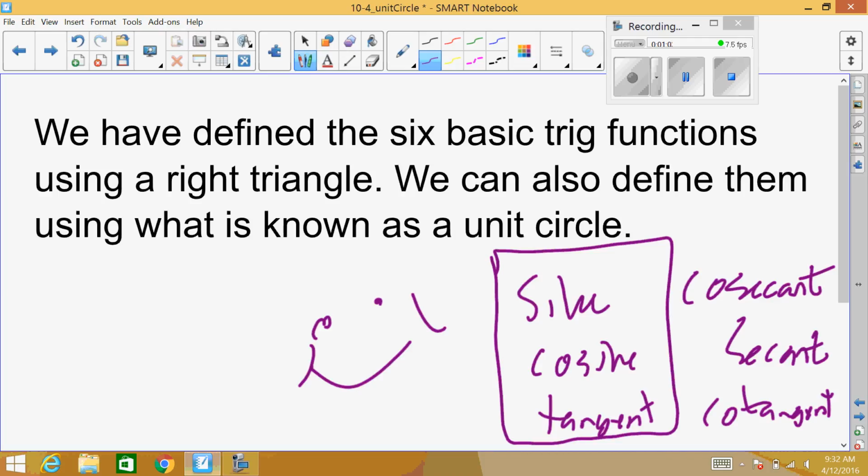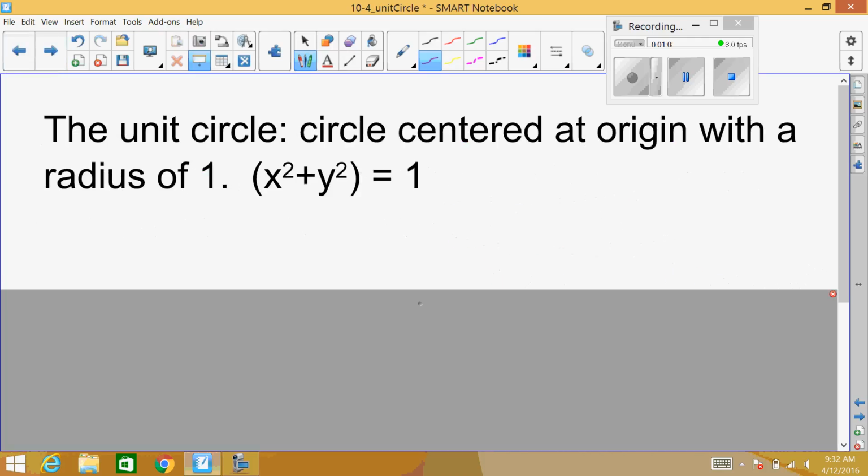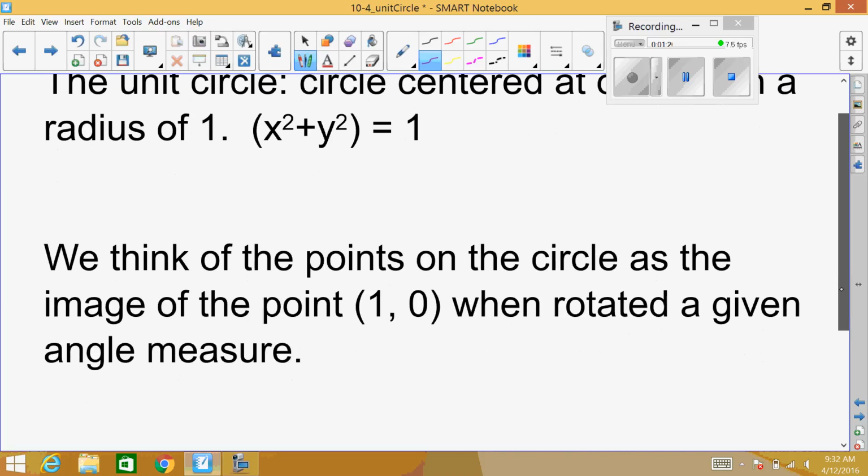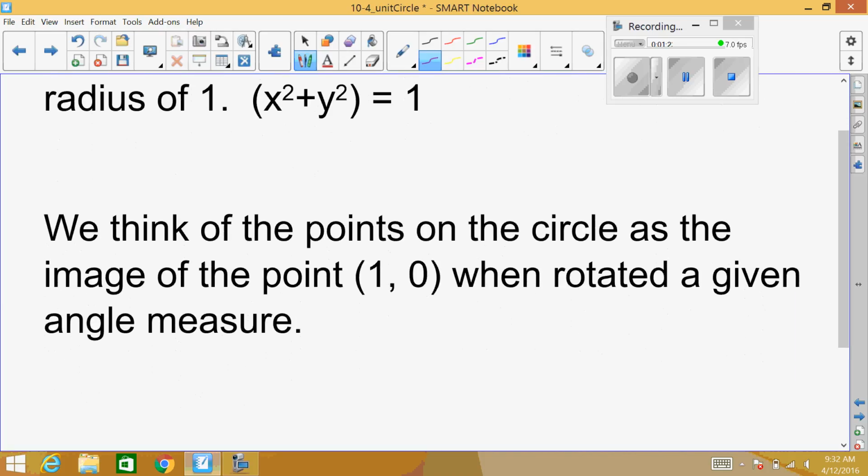So the way we're going to do that is we're going to work with what's called the unit circle. So what is the unit circle? Well, the unit circle is the circle centered at the origin, 0, 0, with a radius of 1. Okay, so if I think of this, the points on the circle would include 1, 0, 0, 1, negative 1, 0, 0, negative 1, and all the way around. But we think of any point on the circle as a rotation of this starting point, 1, 0, and we rotate that around.